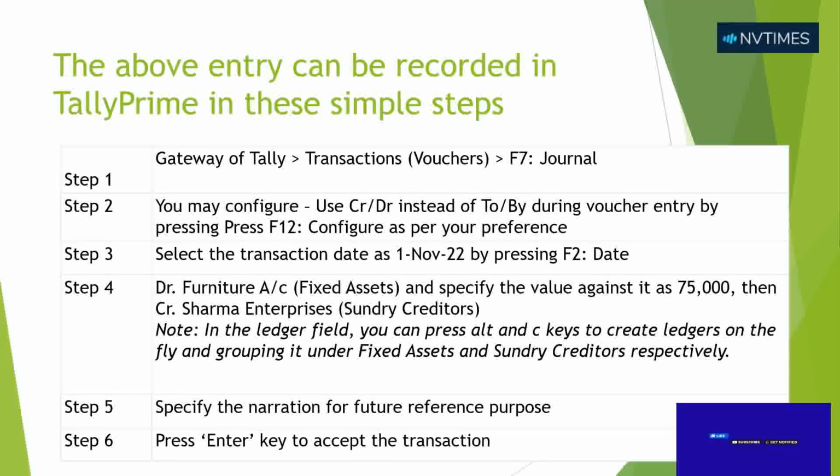Step 3: select the transaction date as 1st November 2022 by pressing F2 for date. Step 4: debit furniture account, fixed assets, and specify the value against it as 75,000. Then credit Sharma Enterprises, sundry creditors. Note: in the ledger field you can press Alt and C keys to create ledgers on the fly and group them under fixed assets and sundry creditors respectively.